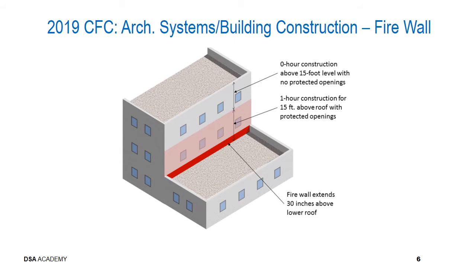Remember what a firewall is. A firewall is a fire resistance rated wall having protected openings, which restricts the spread of fire and extends continuously from the foundation to or through the roof, with sufficient structural stability under fire conditions to allow collapse of construction on either side without collapse of the firewall.